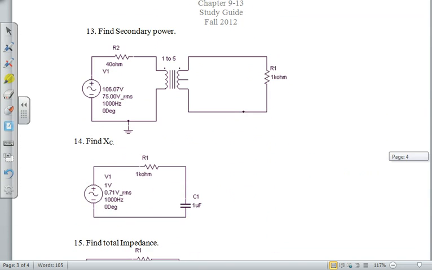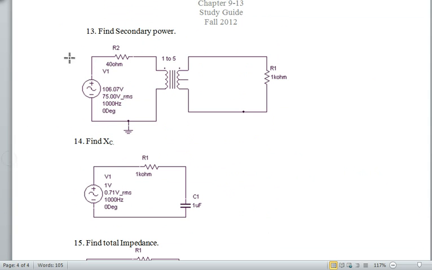How many more do we have to do anyway? Should be done pretty soon, right?